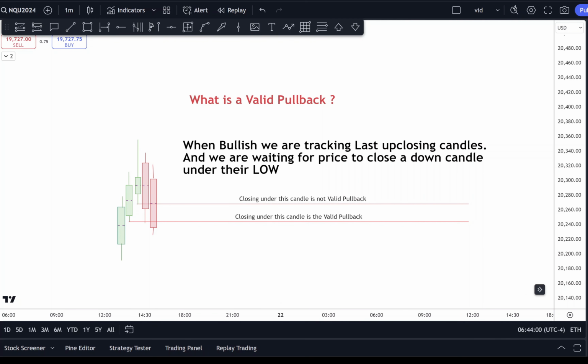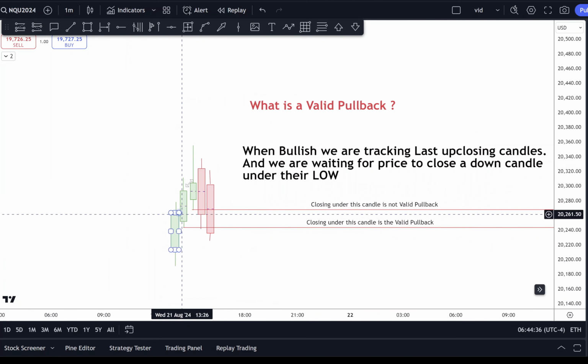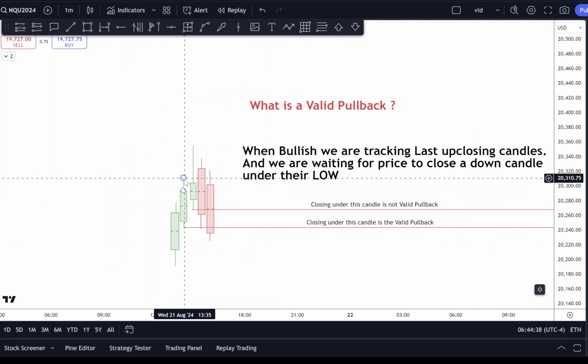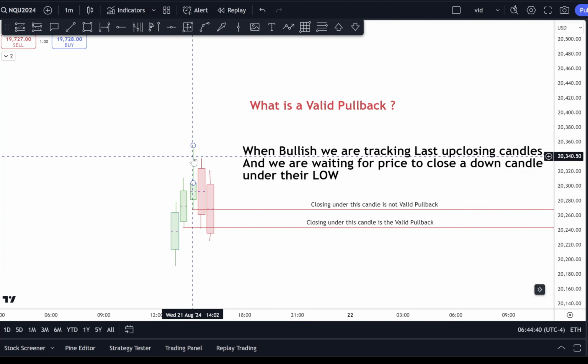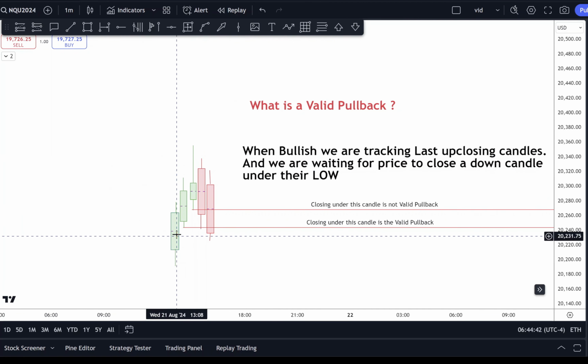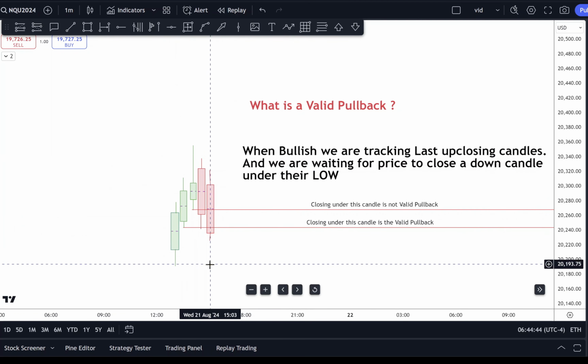So, what is a valid pullback? Simply put, when we are bullish, we are tracking the last up closing candle and we are waiting for price to close a down candle under their low. So in this example, the last up closing candle is this one, not this one. Why? Because we are waiting for the last up closing candle and not the candle that puts the high, okay? So the last up closing candle, here's how to track it.